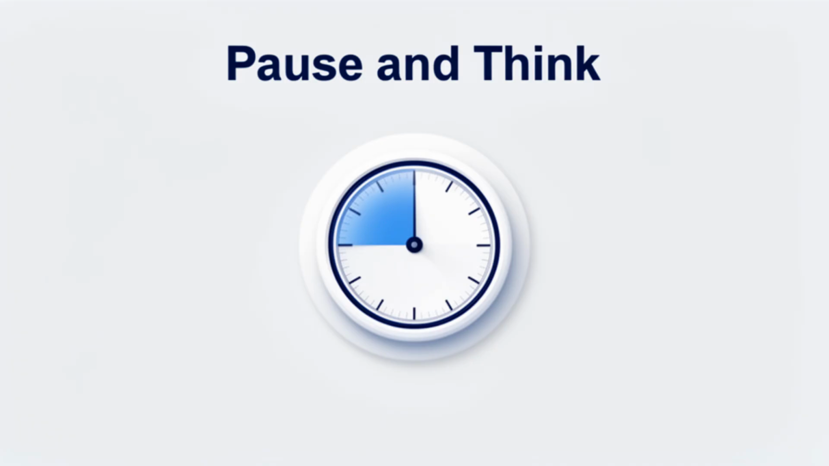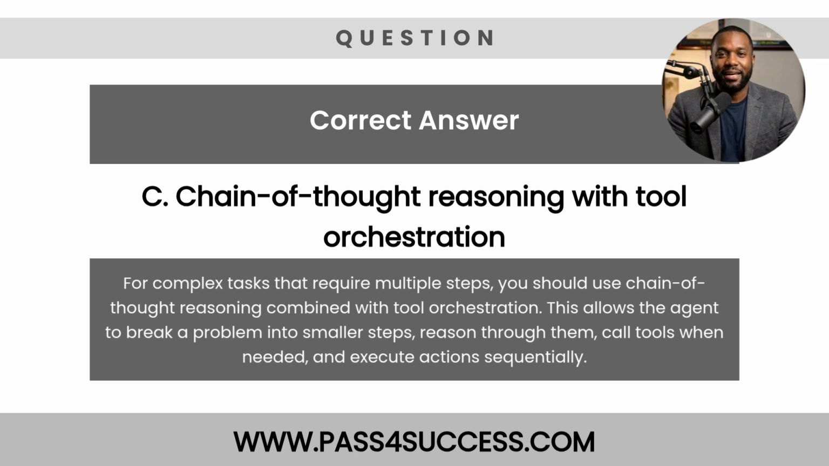Think about it. Correct answer, C. Chain of thought reasoning with tool orchestration. Explanation. For complex tasks that require multiple steps, you should use chain of thought reasoning combined with tool orchestration. This allows the agent to break a problem into smaller steps, reason through them, call tools when needed, and execute actions sequentially.